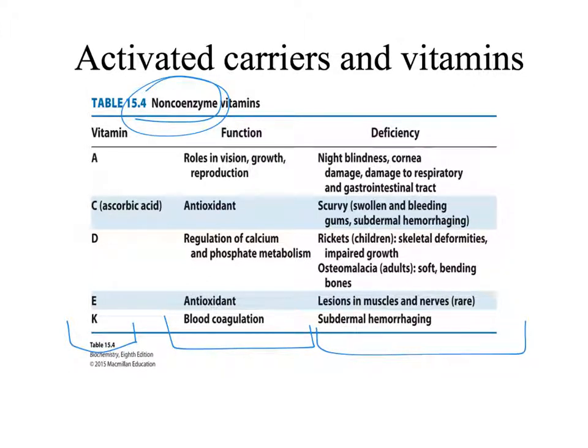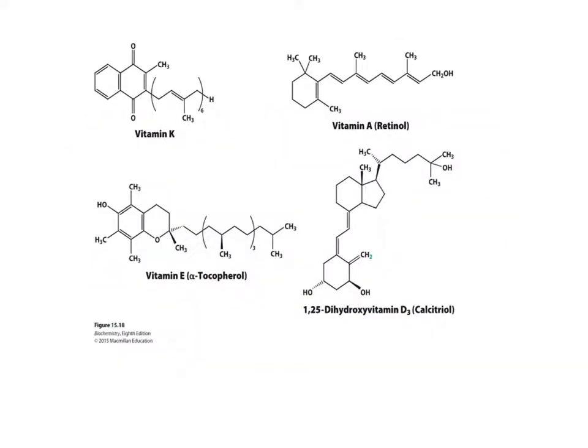So a lack of vitamin A plays a role in vision, growth and reproduction. If you have a lack of vitamin A, that's what leads to night blindness, some cornea damage, and then some issues with the respiratory and gastrointestinal tract. Deficiency in vitamin C. Vitamin C is an antioxidant, and that leads to scurvy. So just some examples of other vitamins. And lastly, these are just the structures that accompany those non-coenzyme vitamins, so the non-activated carrier substances, just so you can see what those structures look like.